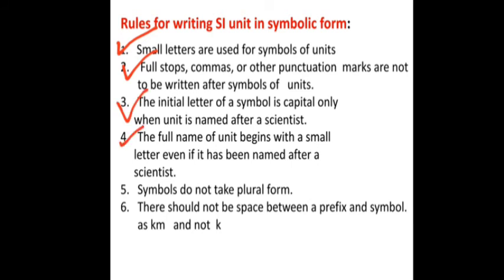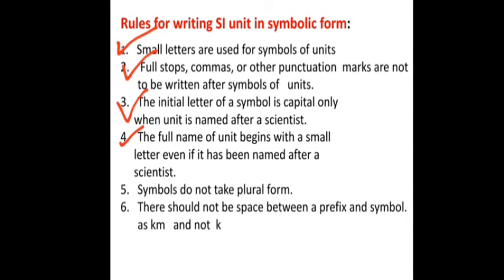Now the full name of the unit is written with a small letter, even if it is named after a scientist. For example, for current, capital A we have written, but while writing the full name ampere ಅಂತ ಅವಾಗ ಅಂತ ಬರೀತೀವಿ, small a we will start. So we will work with a small a. Like this we will write ampere. This small a should be written, but when the symbol has to be written, it should be written in the capital form. So that is important. Okay, so this is one thing that we understand.